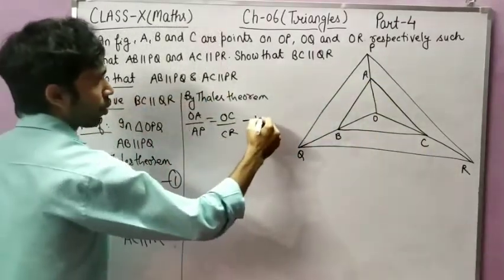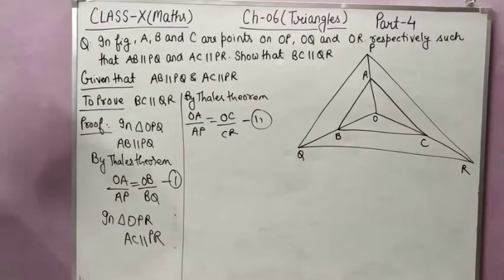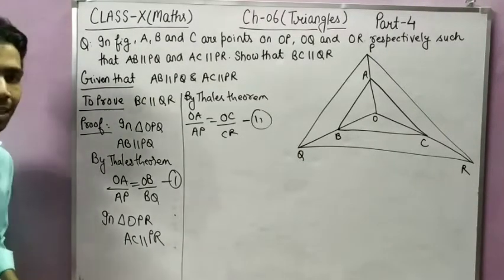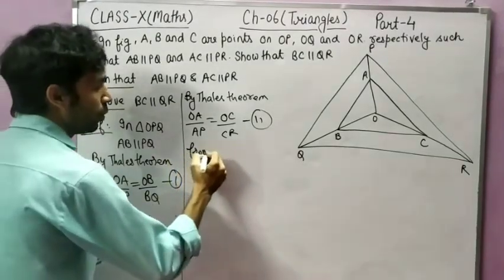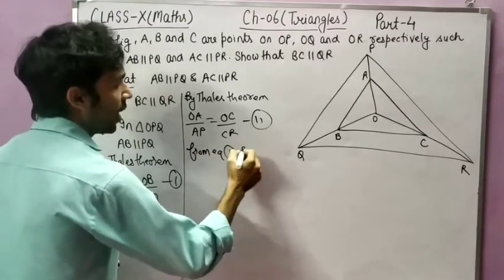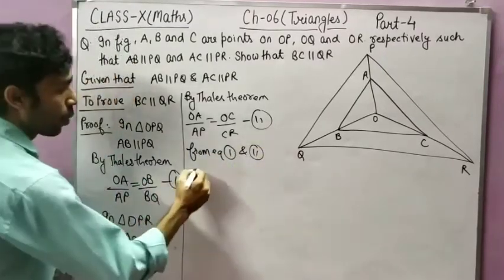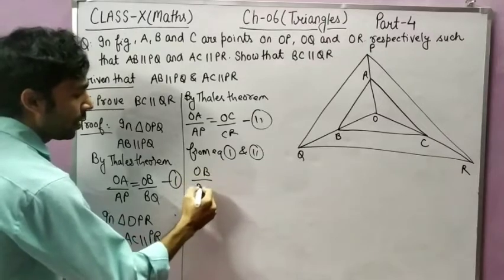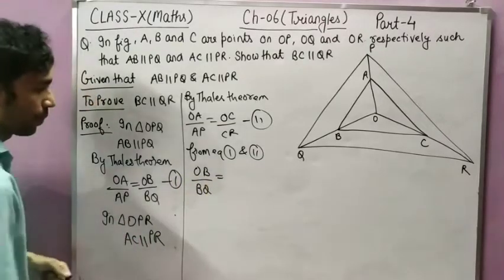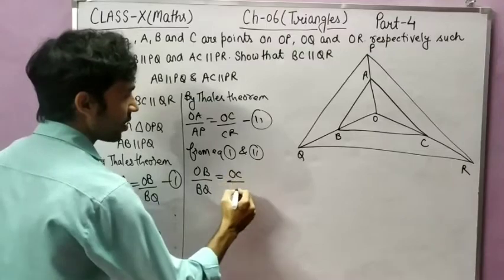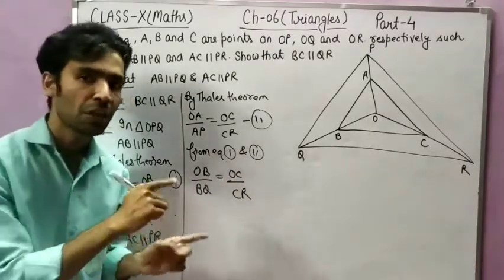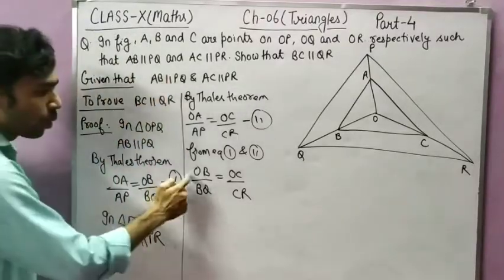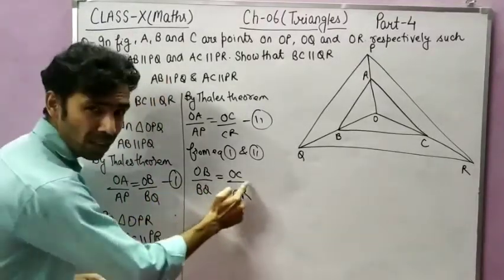Equation number 2. Now compare equation number 1 and equation number 2, student. In equation 1 and equation number 2, the left hand side is equal, so the right hand side will also be equal. So from equation 1 and 2, we can write OB upon BQ is equal to OC upon CR. Now student, you got one result by comparing equation 1 and equation 2. What you got? OB upon BQ is equal to OC upon CR.